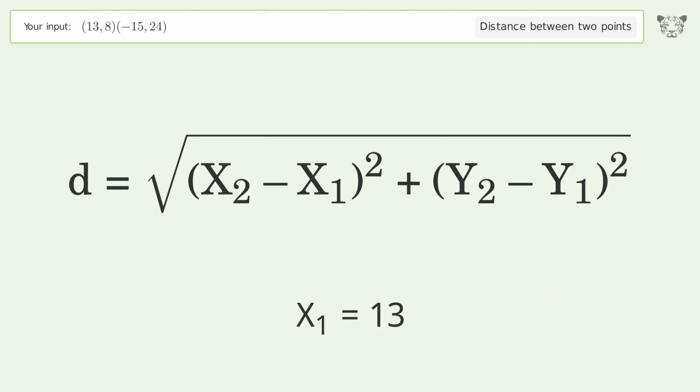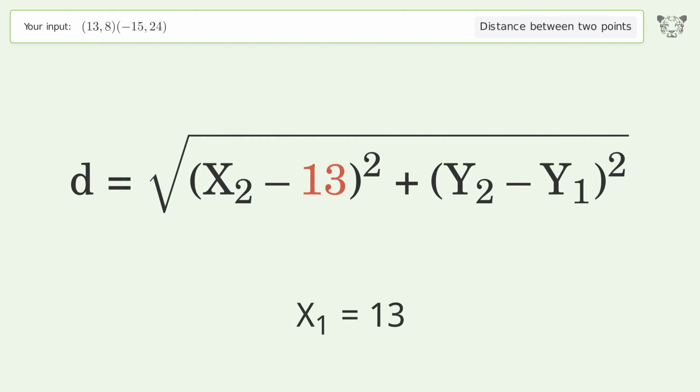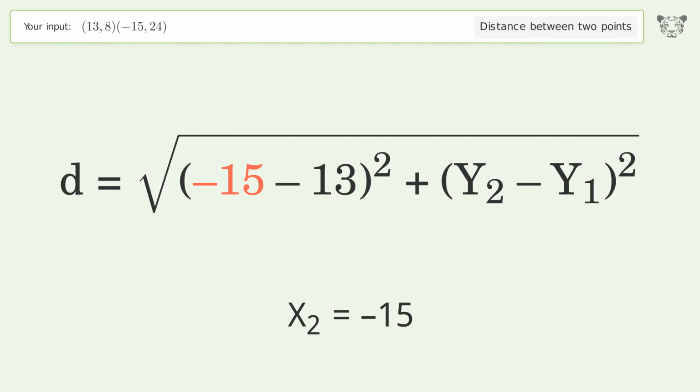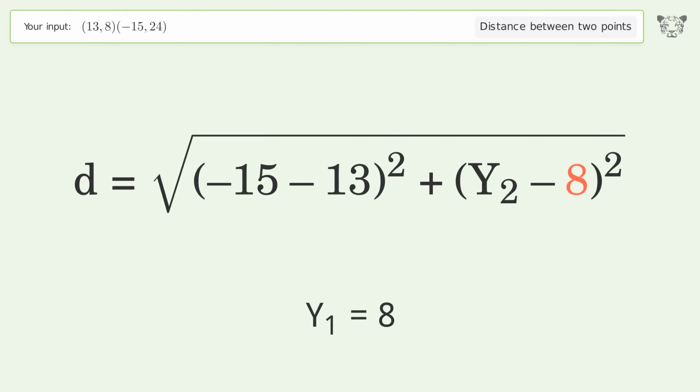x1 equals 13. x2 equals negative 15. y1 equals 8. y2 equals 24.